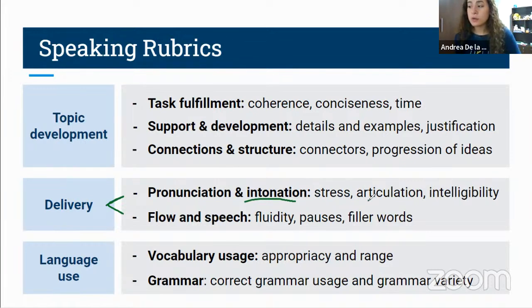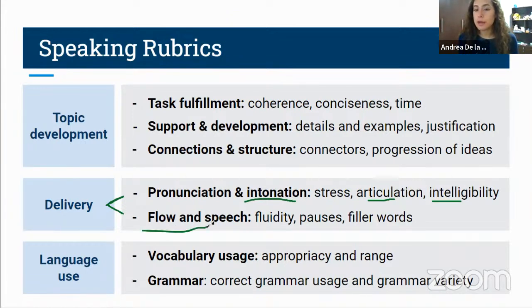So articulating the words correctly is also important because your response needs to be intelligible. What does that mean? The person who's listening to your response needs to put no effort into understanding what you're saying. If the listener is having problems understanding what you're saying, then that could affect your score, right? It has to be something very, very easily understandable, okay?